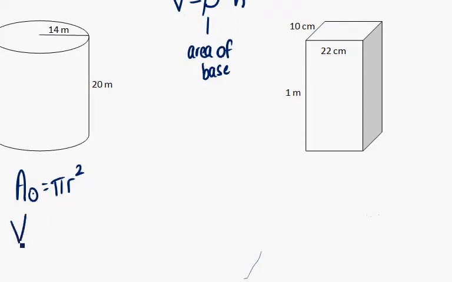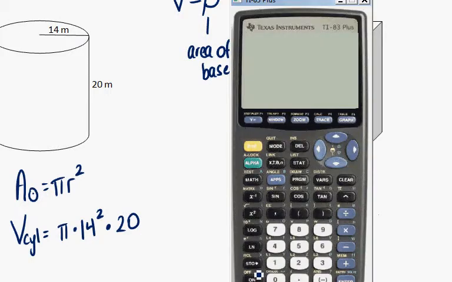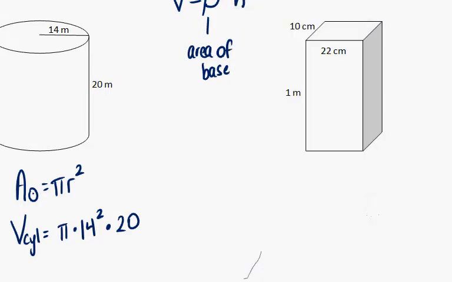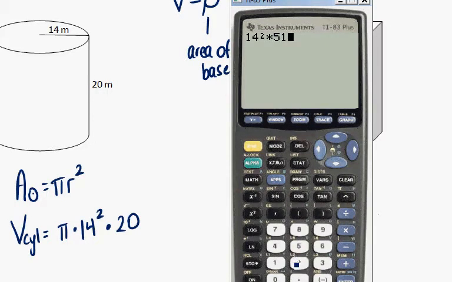So if I want to find the volume of this cylinder, I'm going to do the area of the base, which is pi times 14 squared, times the height of the cylinder, which is 20. For that, I'm going to take my calculator, because I don't know what that is off the top of my head. I'm going to leave the pi as pi, because I want an exact answer. I'm going to do 14 squared times 20, and that equals 3,920.